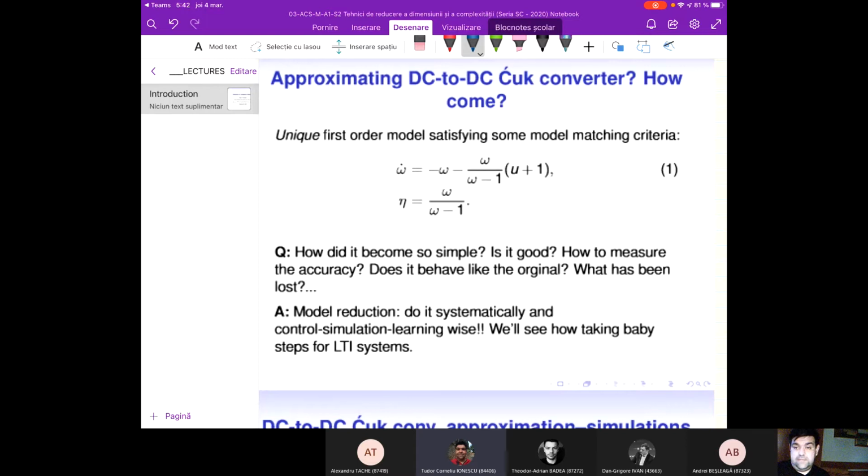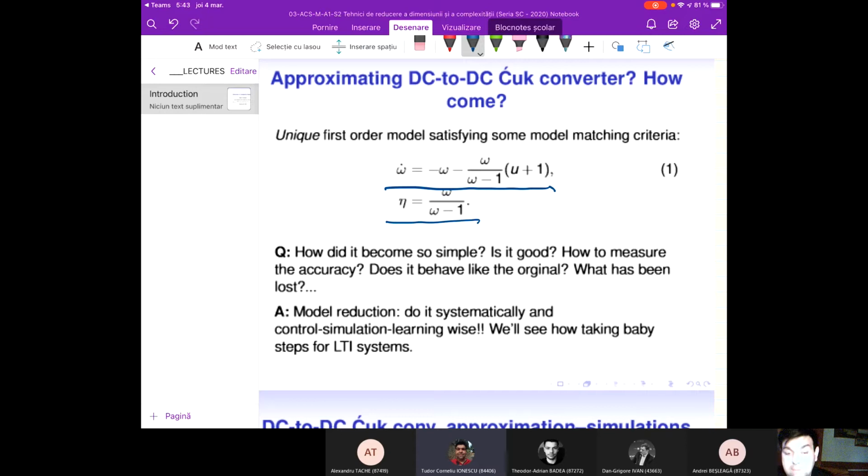Now, we can approximate this Chuk converter. There are some methods, and you will be able to see them in the paper to study. This Chuk converter, as you've noticed, is a fourth order model. However, manipulating this fourth order model with specific model reduction techniques, we can approximate it with a scalar system, a first order model consisting of only one equation, which is this one, and this is the output equation here. A very simple equation.